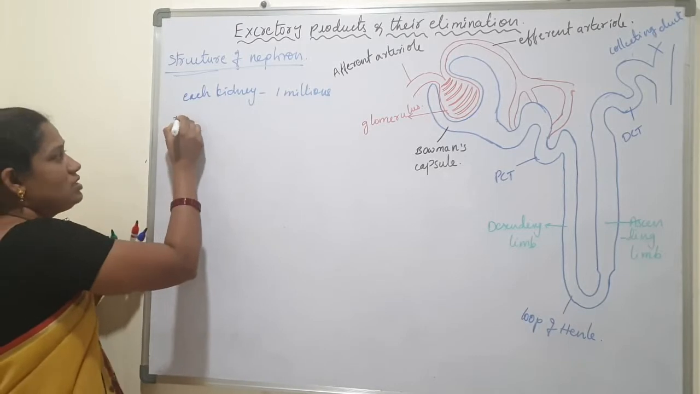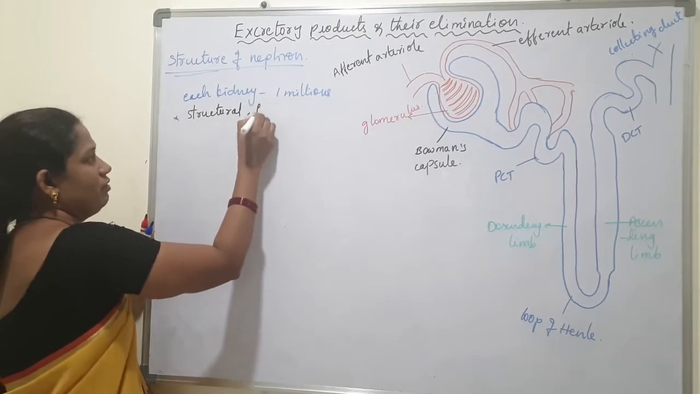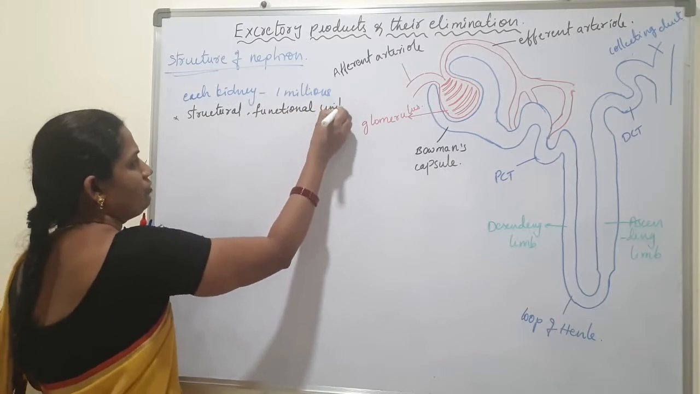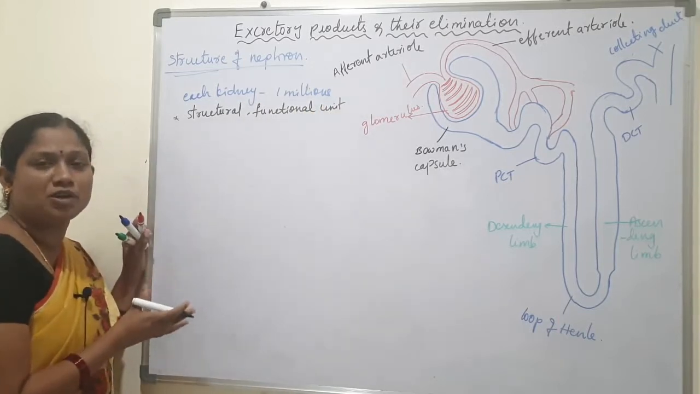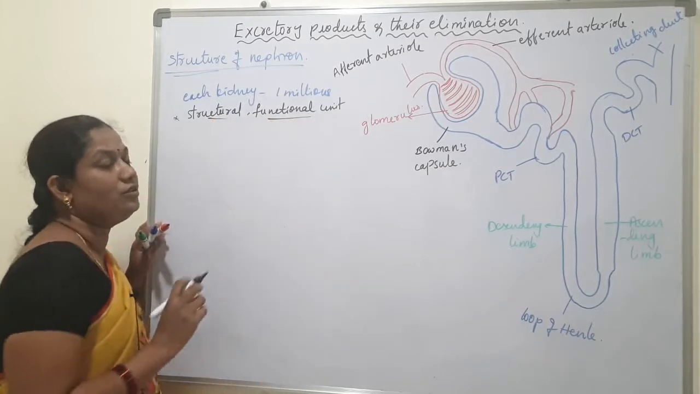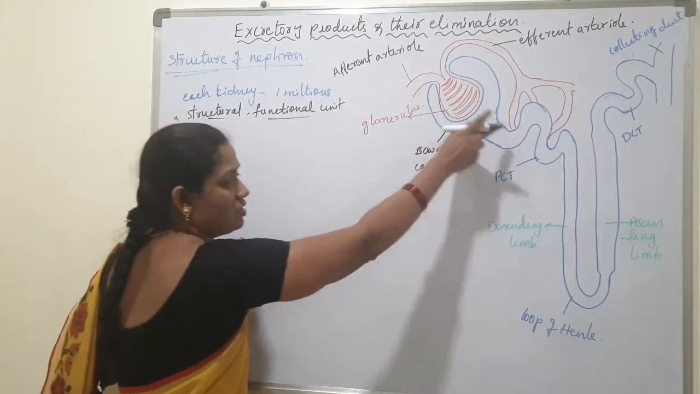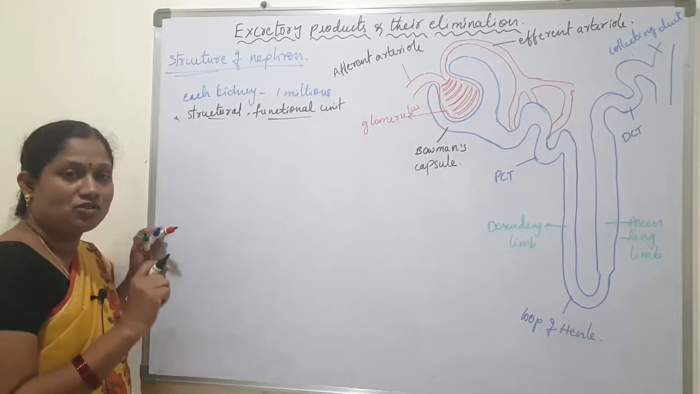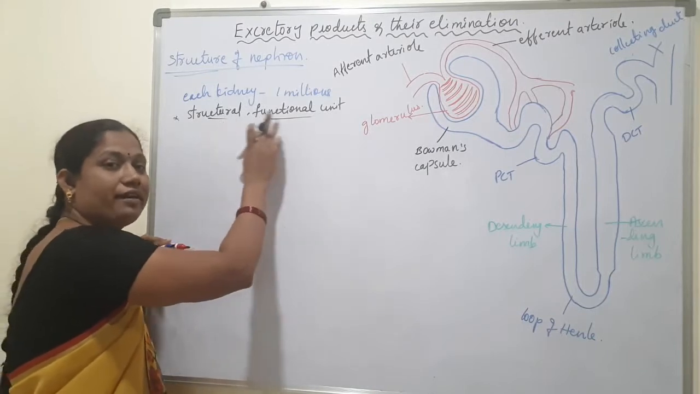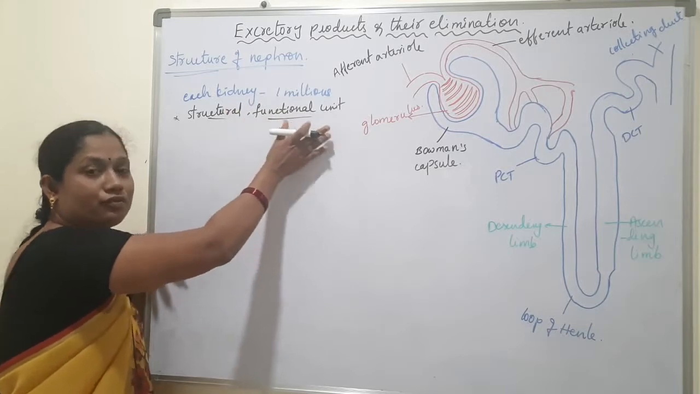So nephron is a structural and functional unit of kidney. The total kidney is made up of nephrons. Each nephron is a structural and functional unit, meaning the actual blood filtration process takes place in the nephron. This is the structure of one nephron. That's why the nephron is the structural and functional unit of the kidney.